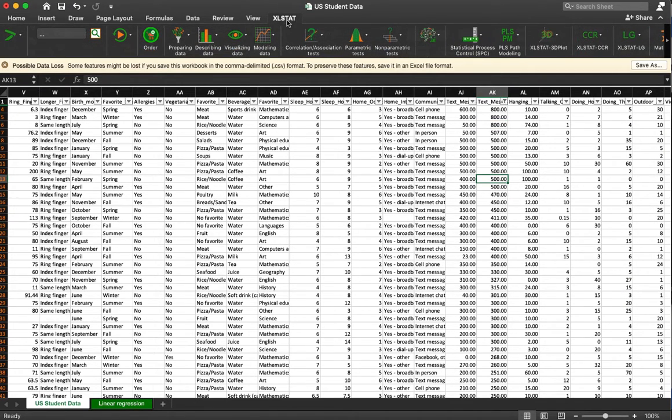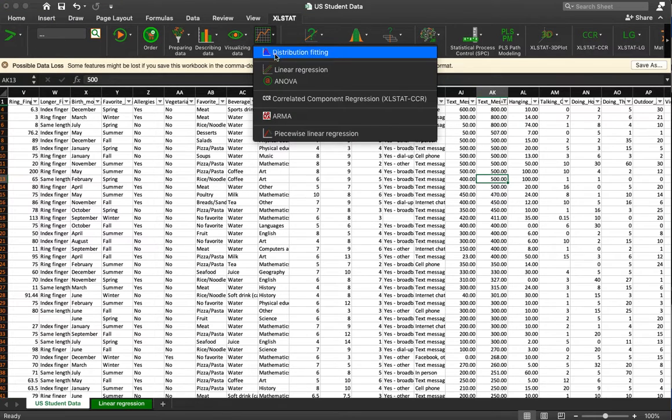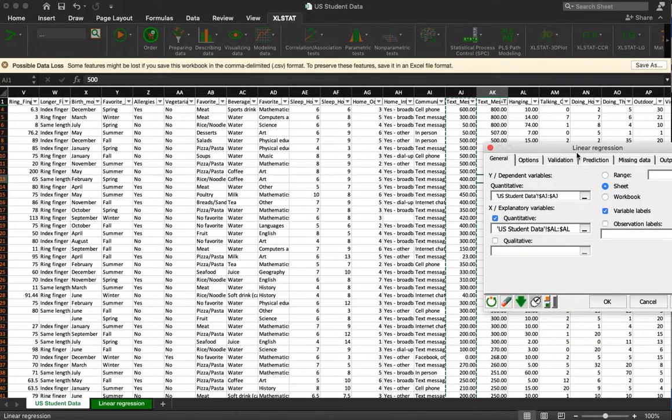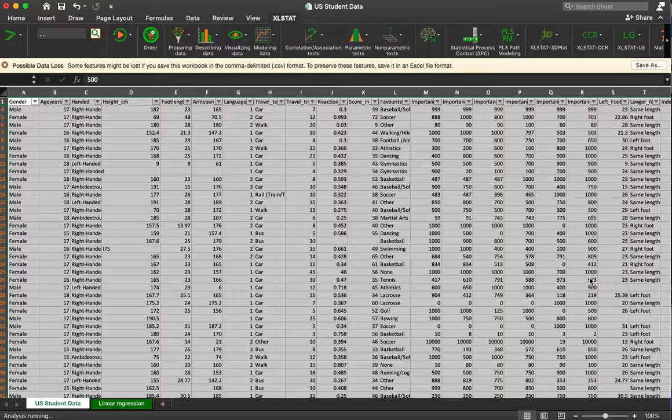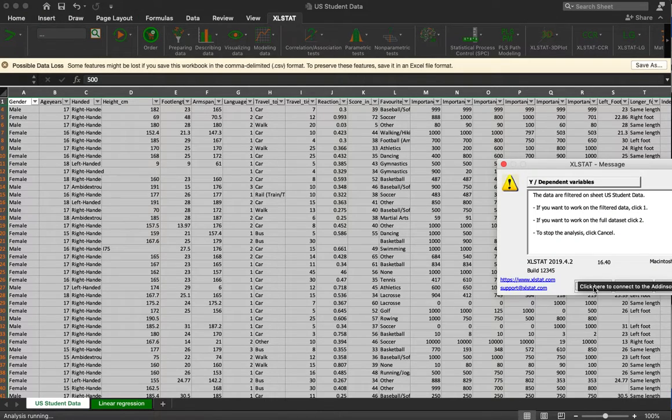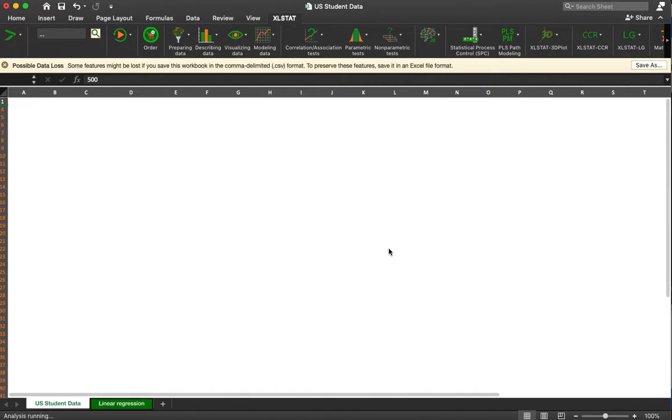All right. So XLSTAT, modeling data, linear regression. Still going to keep my same goal: how many messages did you send? But instead of using time spent with friends, I'm going to use number of messages you received. So the idea is the more messages you receive, the more you probably send. Let's see if that's true. I want to use the filtered version of my data.